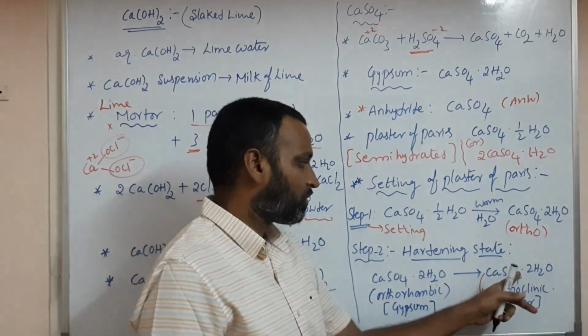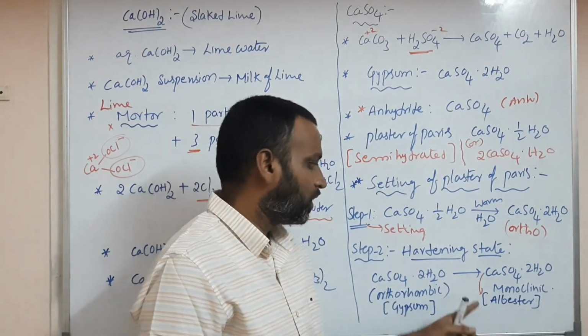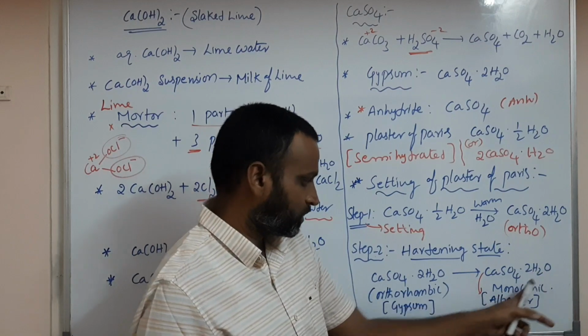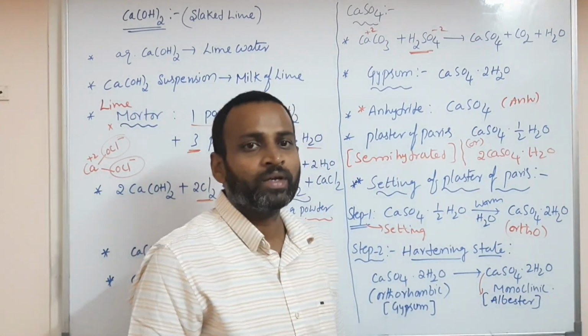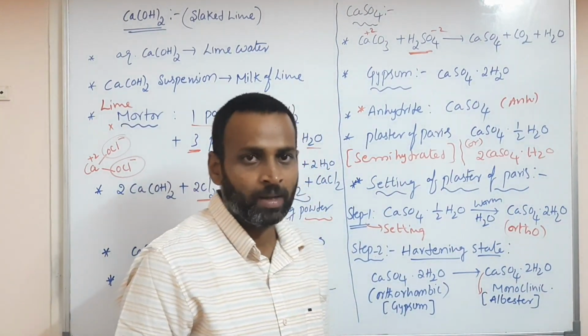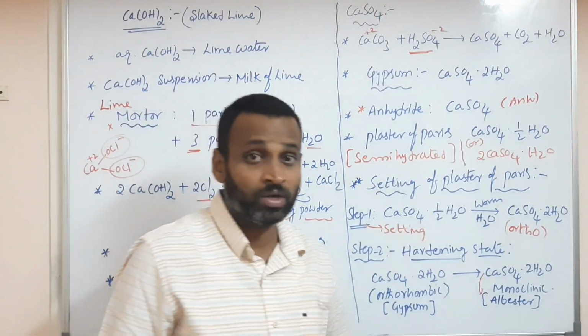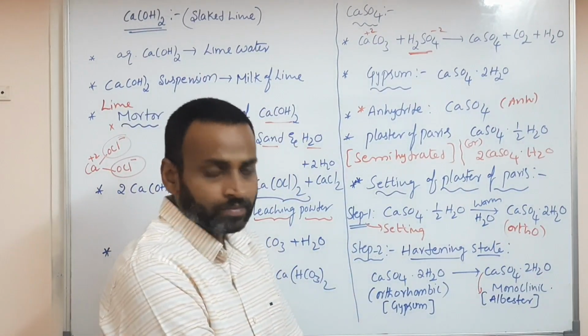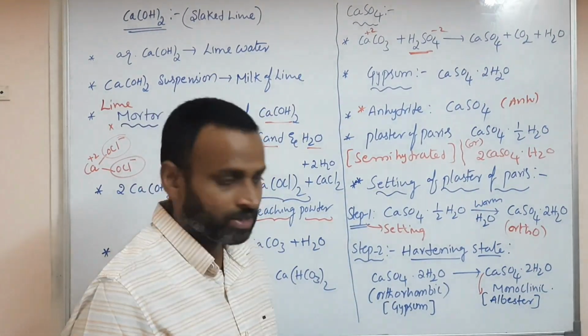CaSO4.2H2O is gypsum, and CaSO4.2H2O is alabaster. You may get confused, sir, because they have the same formula. There are allotropic forms like that, we know, no? They have a different structure but the same formula.